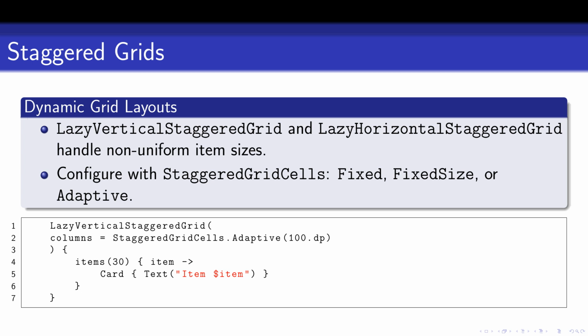For more dynamic layouts, staggered grids allow for non-uniform item sizes. These layouts are helpful when you have content of varying height or width, like cards with different amounts of text or images with different aspect ratios. LazyVerticalStaggeredGrid and LazyHorizontalStaggeredGrid provide flexible support for this, and can also use fixed or adaptive sizing to control the grid structure.